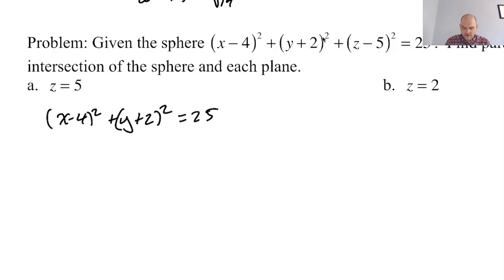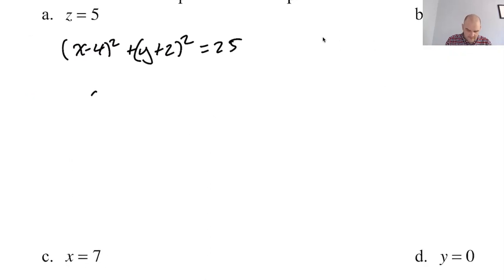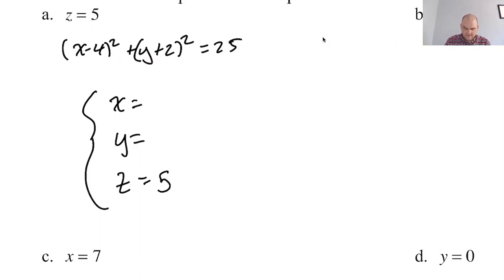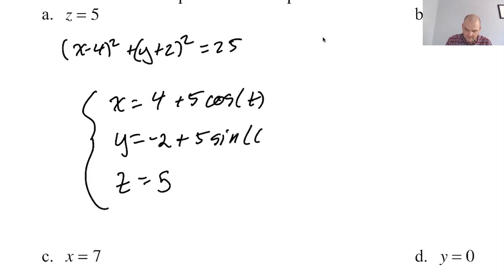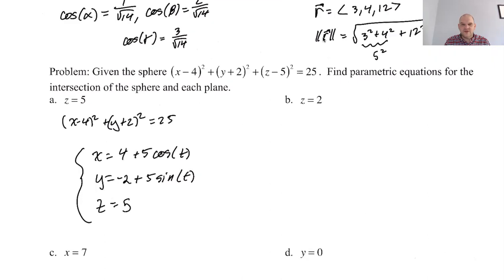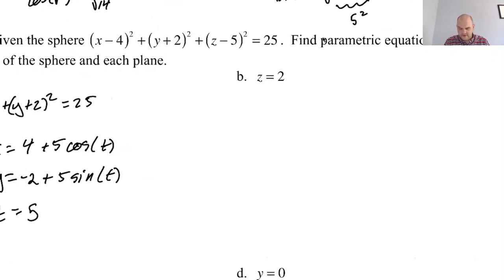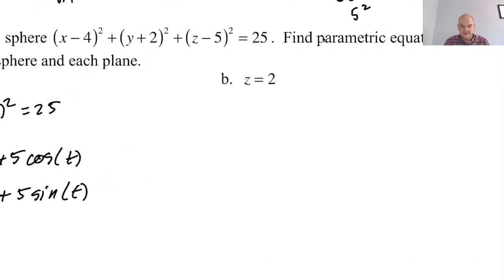I have to write parametric equations for this. So x equals, y equals, z equals 5. That was given. So z equals 5. All right, so 4, negative 2 is the center of the circle, and then the radius is 5. So I'll say plus 5 cosine of t and plus 5 sine of t. And that's not bad. Never be afraid of these, right?